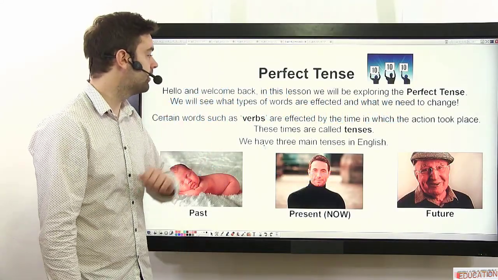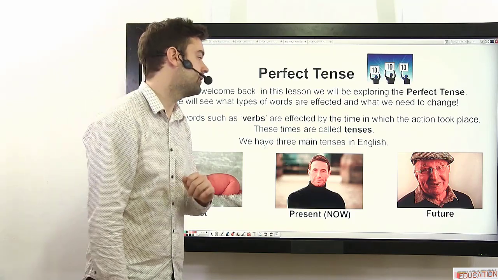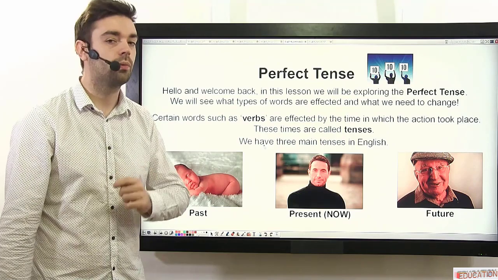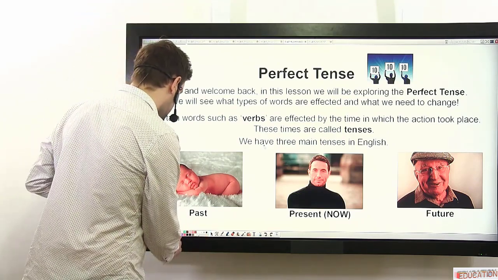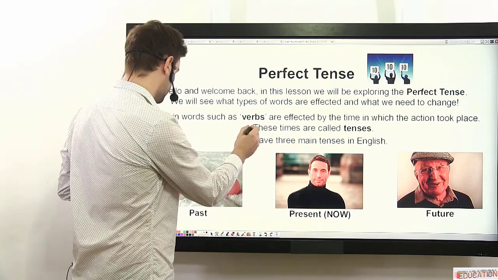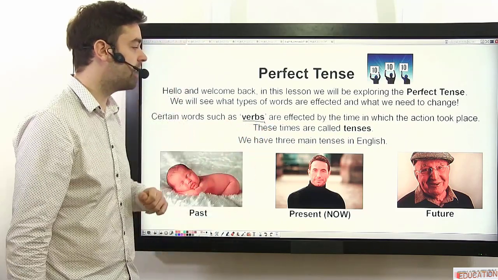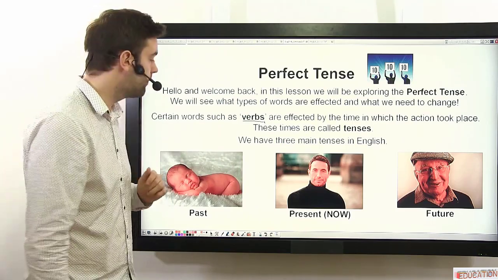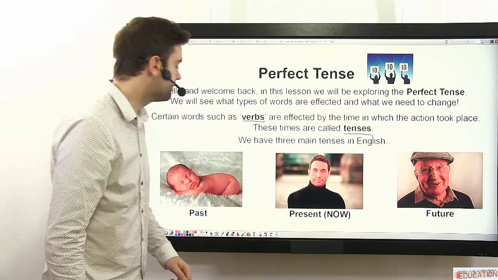Hello and welcome back. In this lesson, we'll be exploring the perfect tense. We'll see what type of words are affected and what we need to change. Certain words, such as verbs, are affected by the time in which the action took place, the time. These times are called tenses.